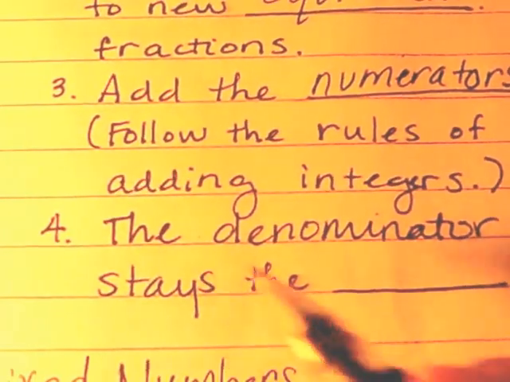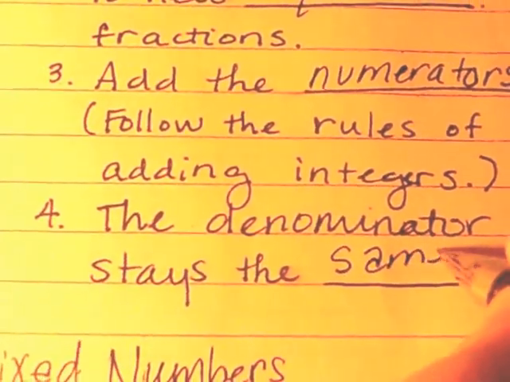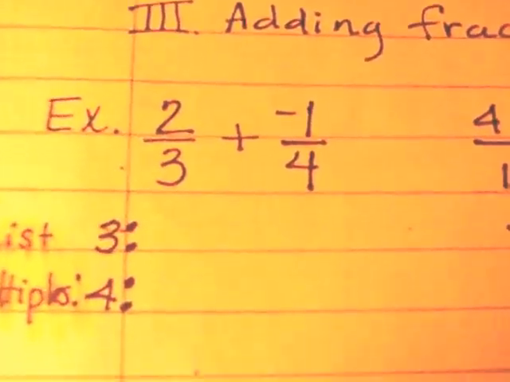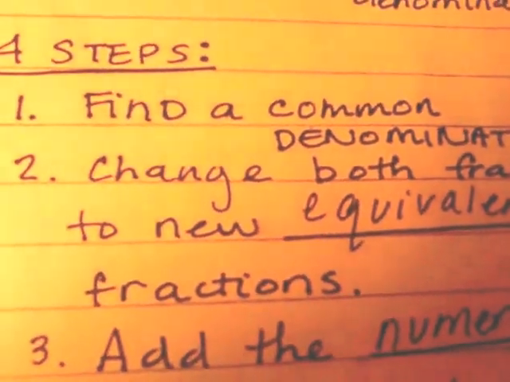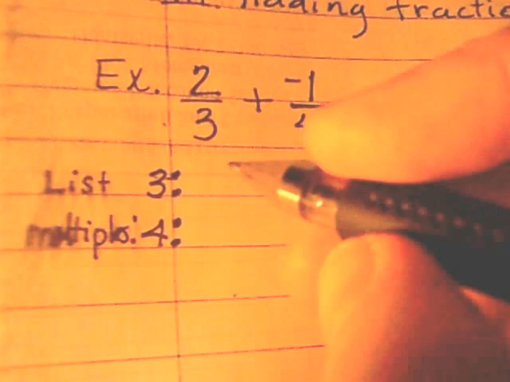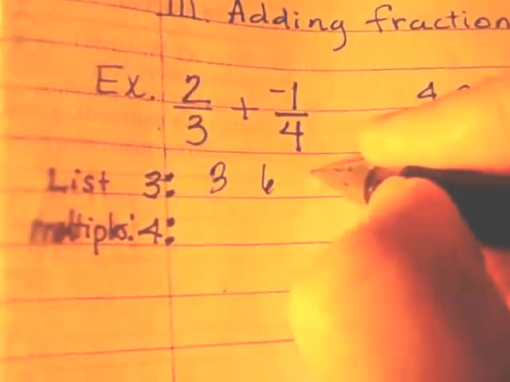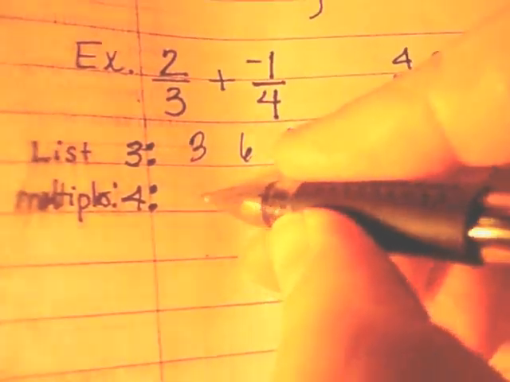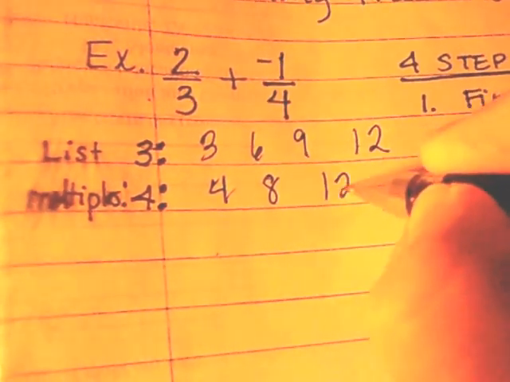And the denominator stays the same. Okay? So if we have the two fractions 2/3 and negative 1/4, first thing that we're going to do is find a common denominator, and we're going to do that by listing our multiples. So the multiples of 3 are 3, 6, 9, and 12. Multiples of 4, 4, 8, and 12.